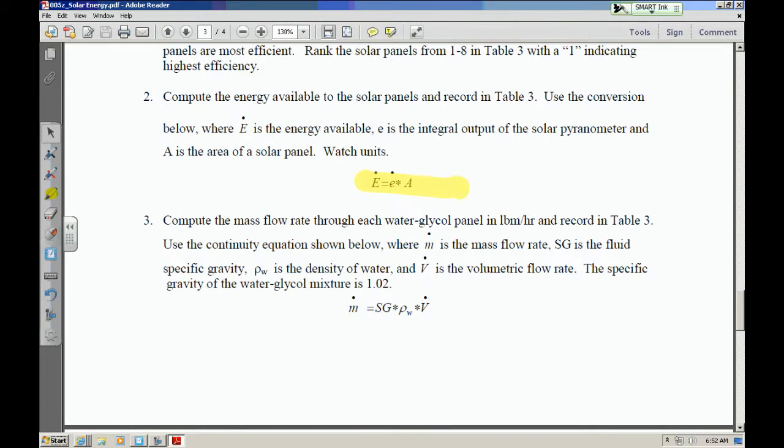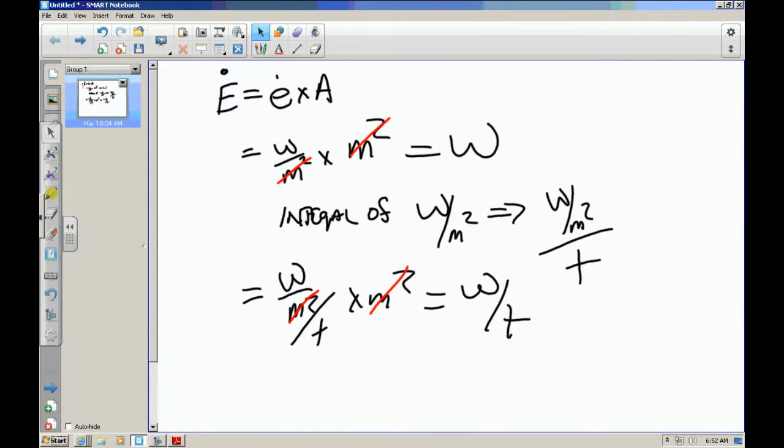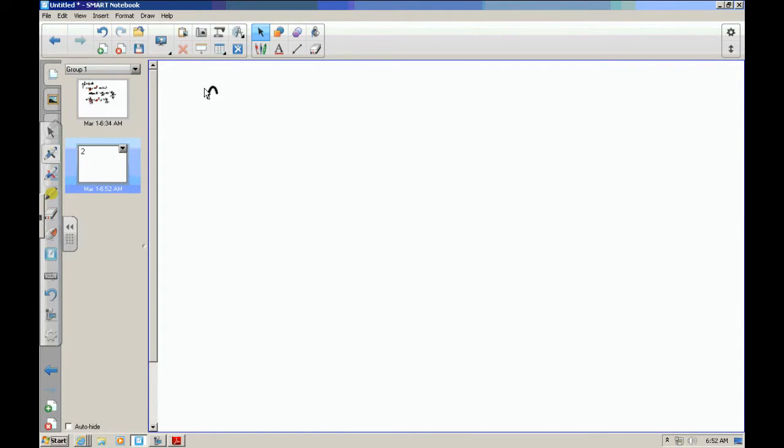We're looking for m dot equals SG times rho w times v dot. All right, so what is that? Next page. M dot equals specific gravity times the density of water times v dot. Again, the dots mean rate. We're going to use English units.